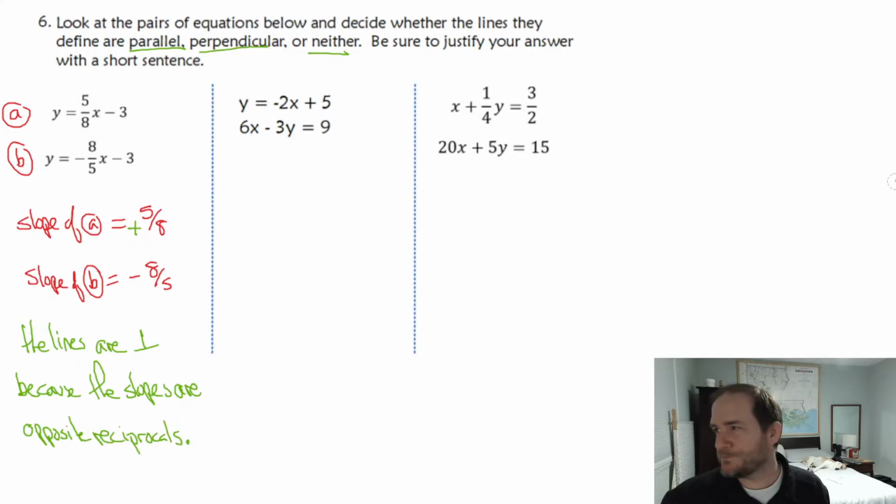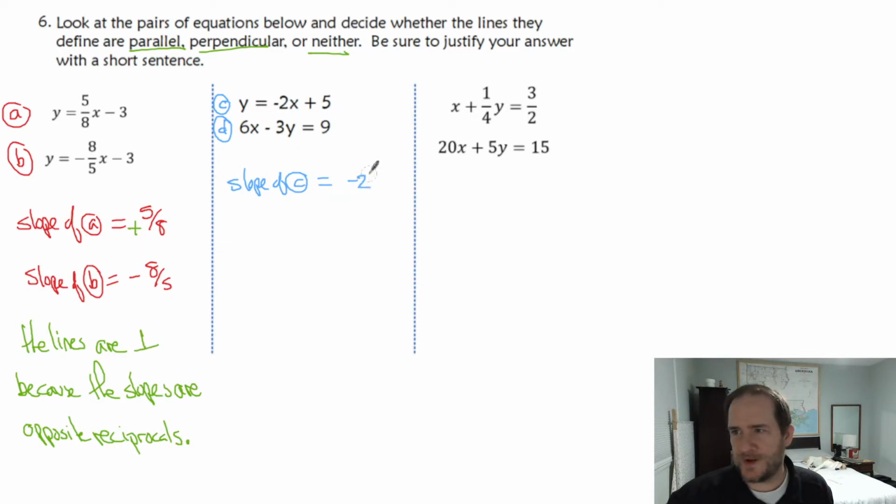That's it for that one. Going on to the next one. If this was a line called C, and this is a line called D, well, equation C is solved for y. It's in y equals mx plus b form. So you already know the slope of C is the coefficient of x. So that slope is -2.